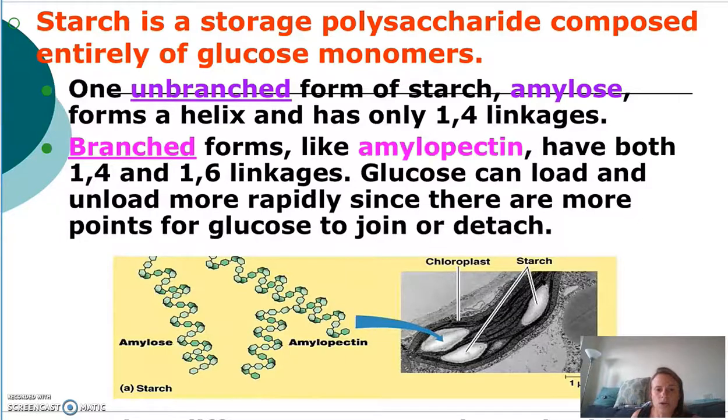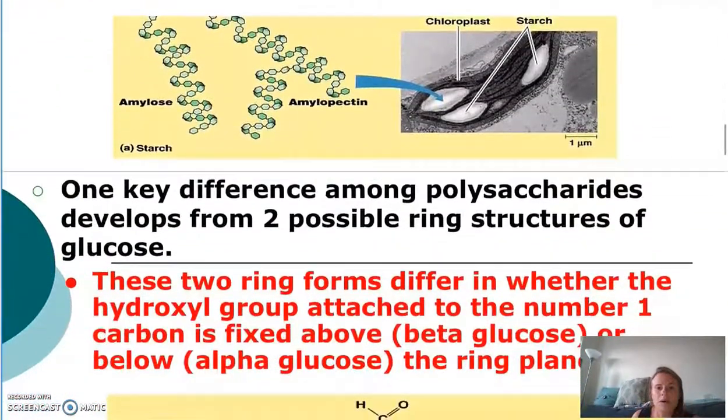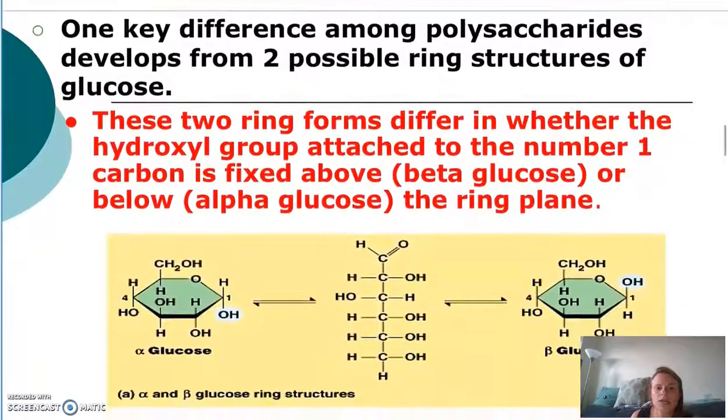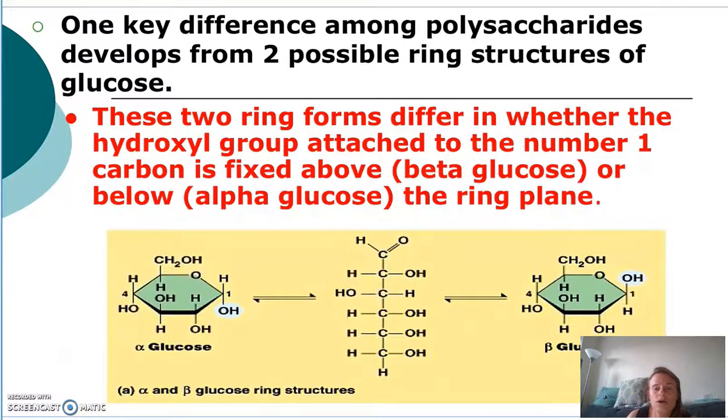Now, glucose has two possible ring structures. You can either have an alpha glucose or a beta glucose. And the way you tell the difference is by the positioning of the hydroxyl group. Is the hydroxyl group on the bottom, or is the hydroxyl group on the top? If the hydroxyl group is on the bottom, it's alpha glucose. If the hydroxyl group is on the top, it is a beta glucose.